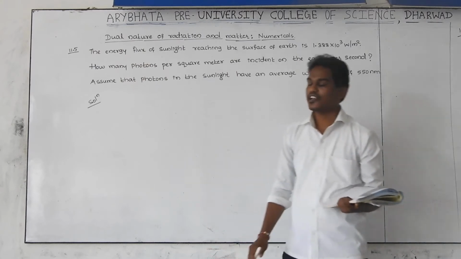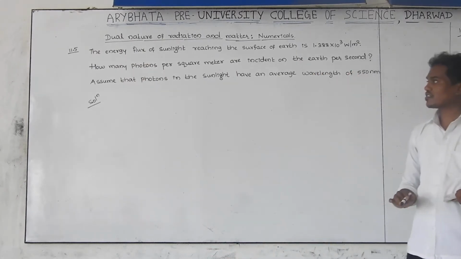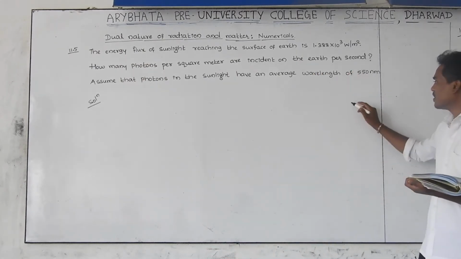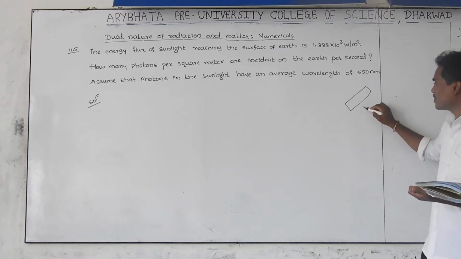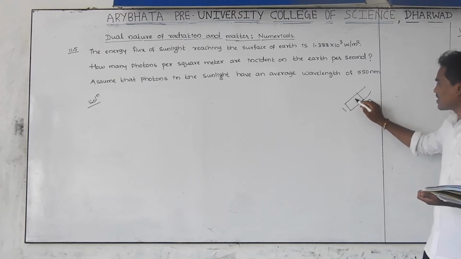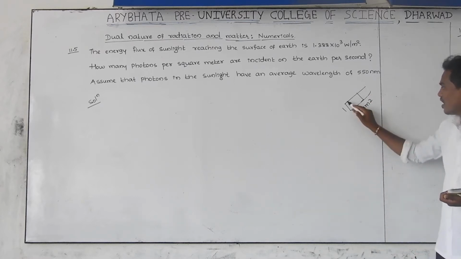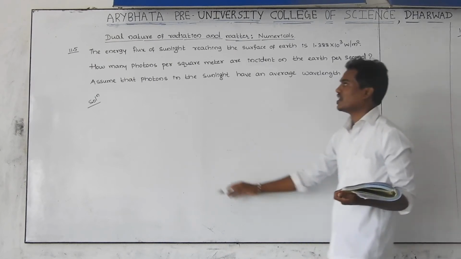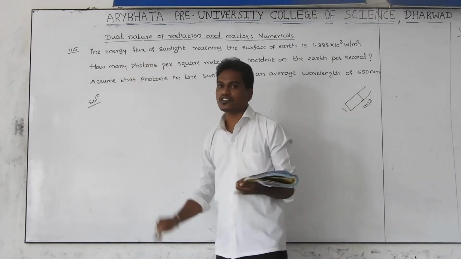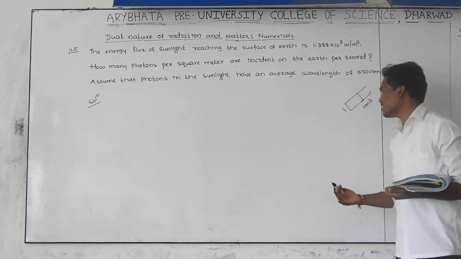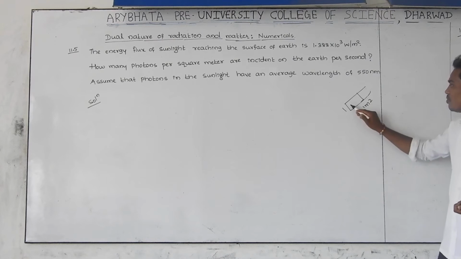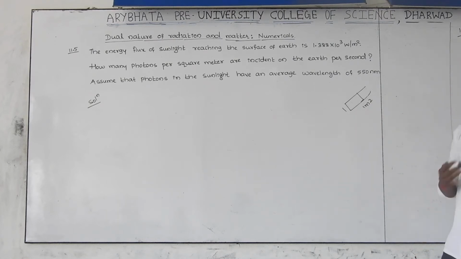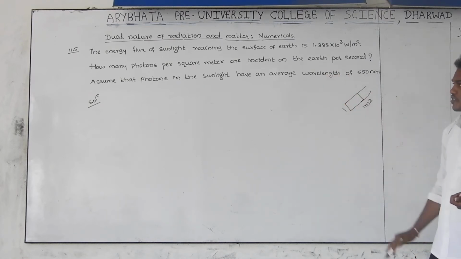This is the amount of radiation falling on the earth's surface. Consider the earth's surface as 1 meter by 1 meter. The radiation falling on this much area is called energy flux. Energy flux means the radiation energy incident on a surface area of 1 meter square.